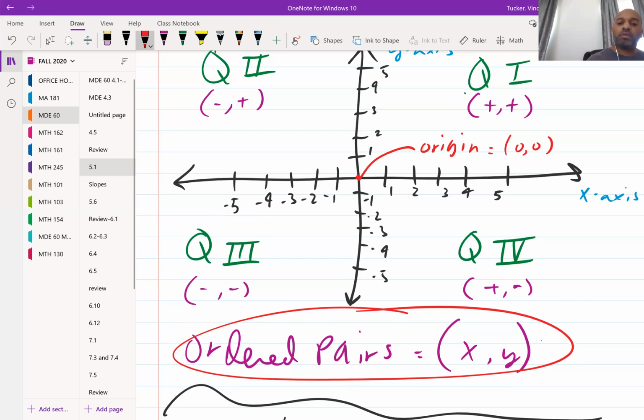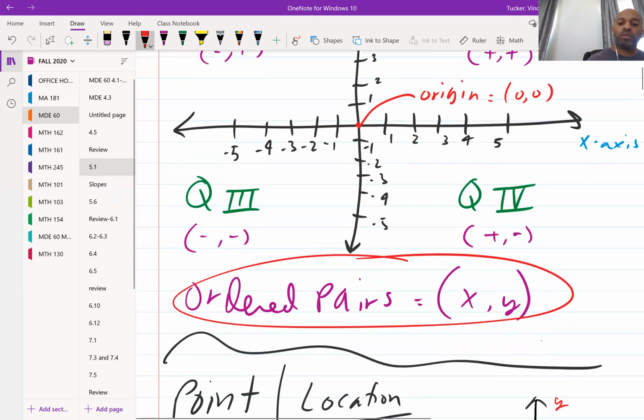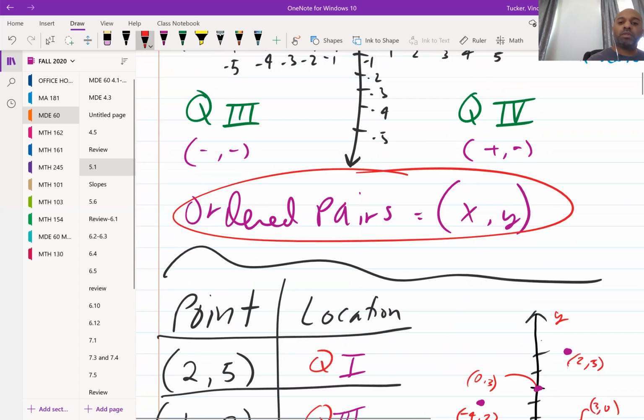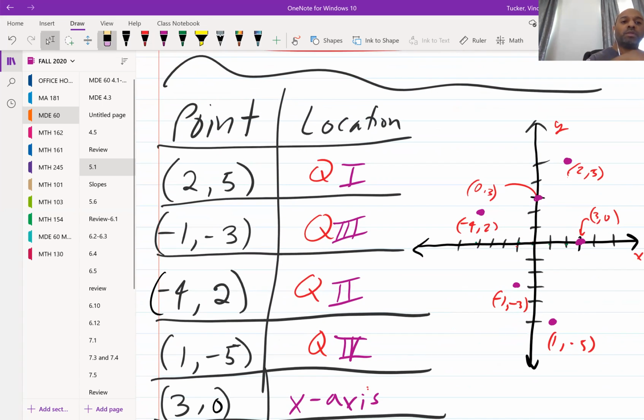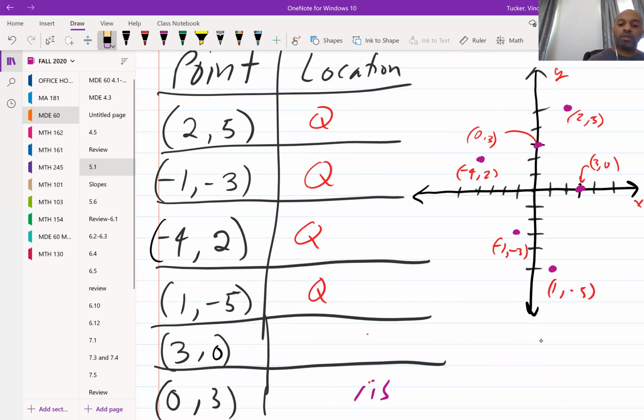All right, can I scroll up? Trying to erase this stuff so we can walk through it a little bit.